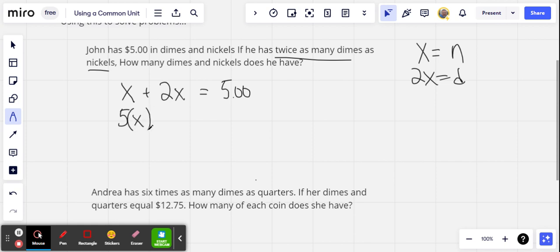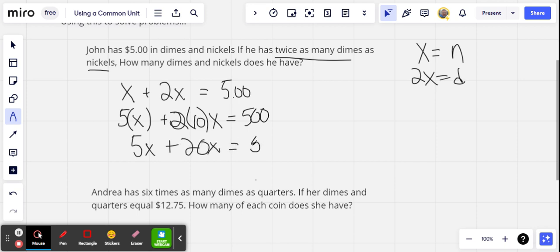5 times x, plus dimes, 2 times 10 x, right, equals $5. And it's 500 though, pennies. So it's $5 and that equals 500 pennies. So then we're going to have 5x plus 20x equals 500. So then we get 25x equals 500.